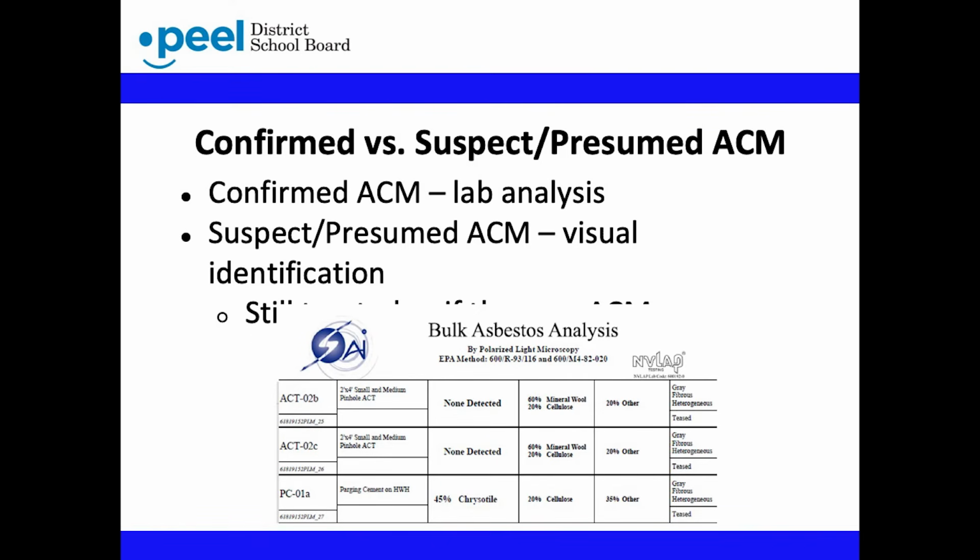The second concept to review is confirmed versus suspect or presumed ACM. As we reviewed earlier, the only way to know for certain that a material contains asbestos is through a laboratory analysis. This is confirmed ACM.